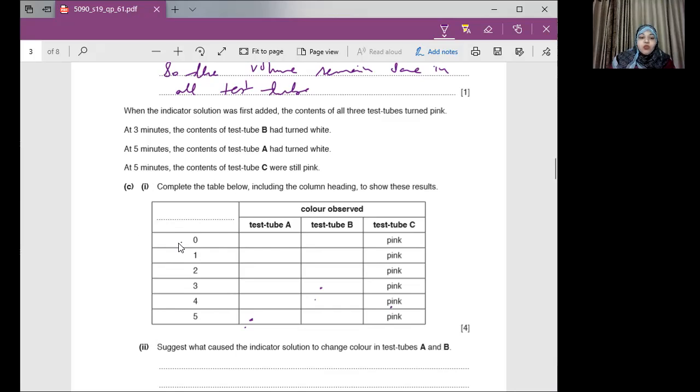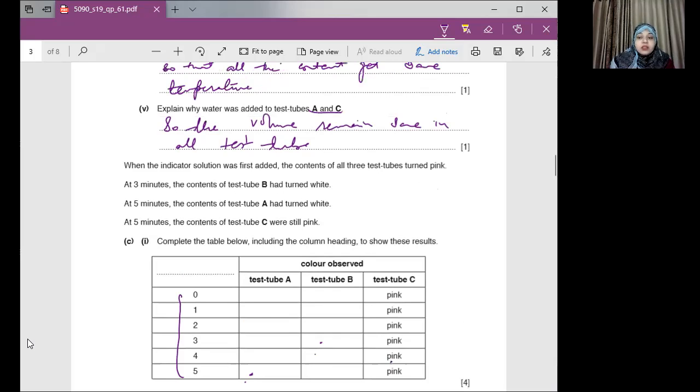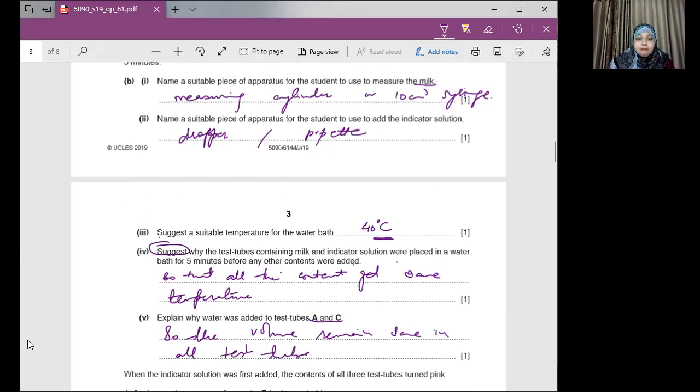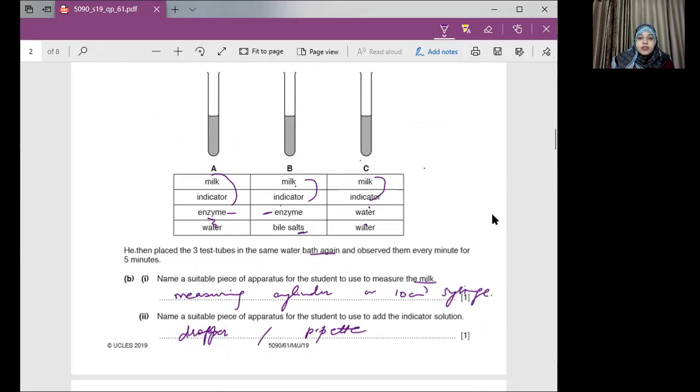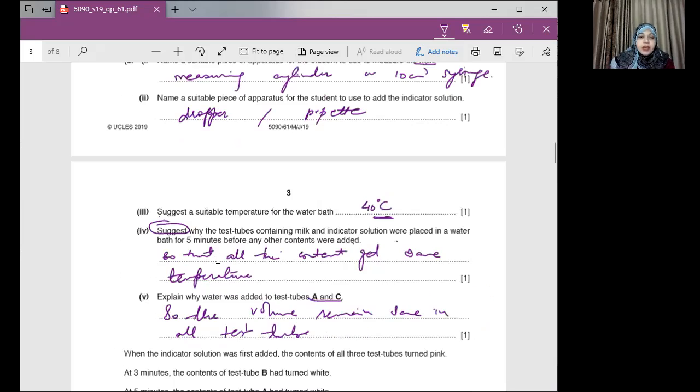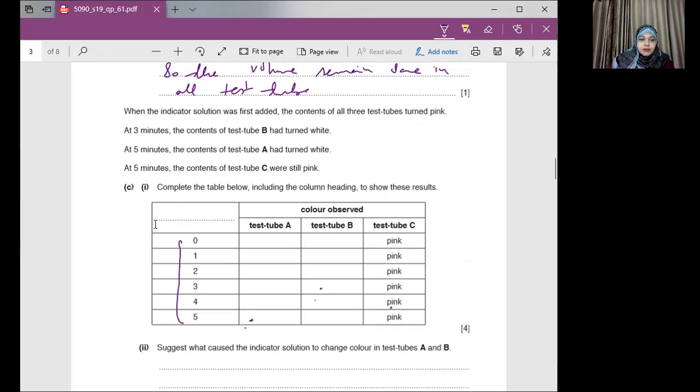Here, 0 till 5, these are the minutes, because they are saying he observed them every minute for 5 minutes, right? So for this purpose, here you have to write time in minutes.